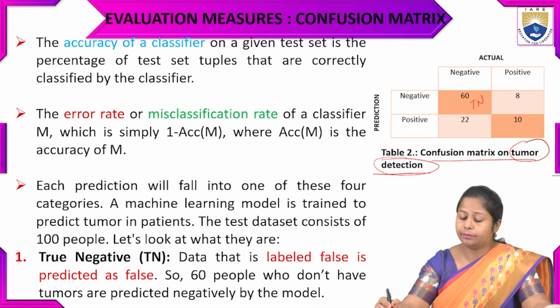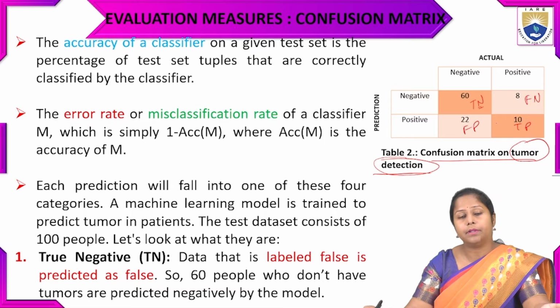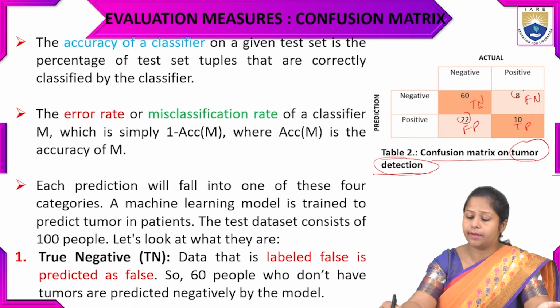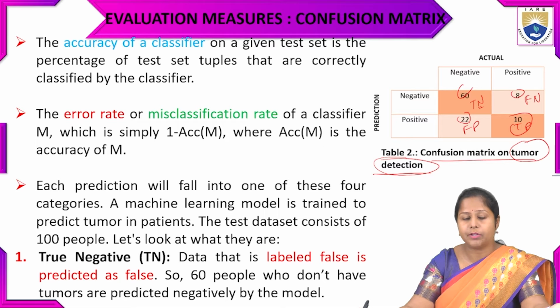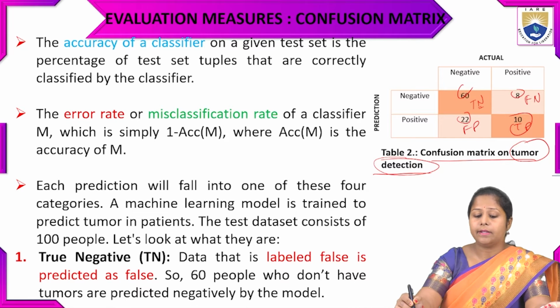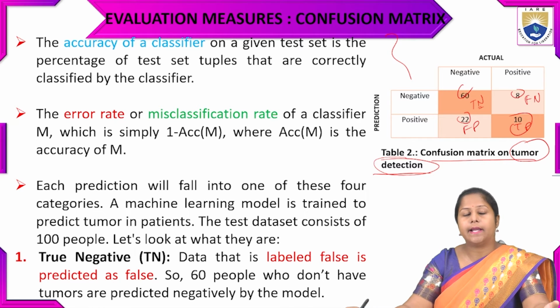There is a 2 by 2 confusion matrix that has the true negative, true positive, false negative and false positive. For these classifiers, we will understand what true positive, true negative, false positive and false negative are. The accuracy of a classifier on a given test set is the percentage of test set tuples that the classifier classifies correctly.